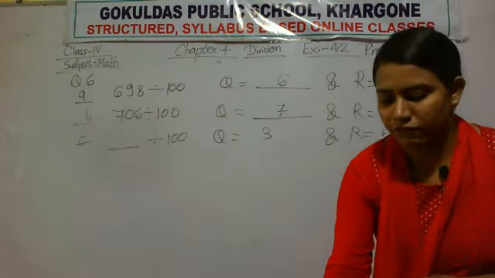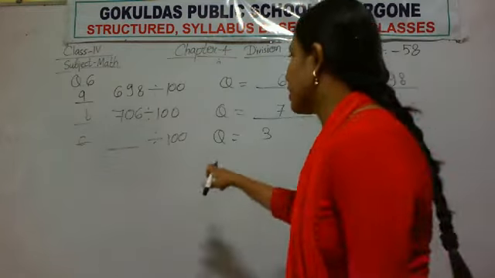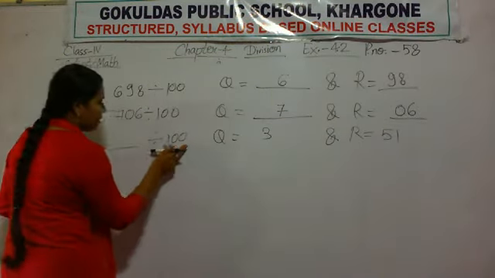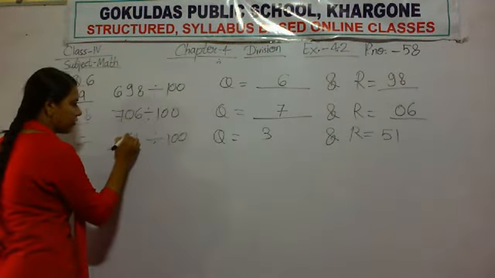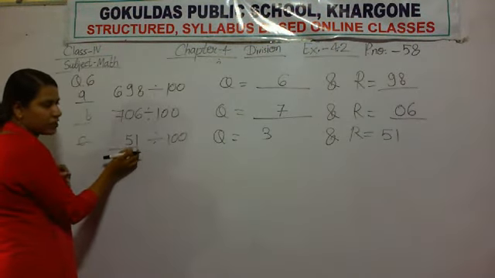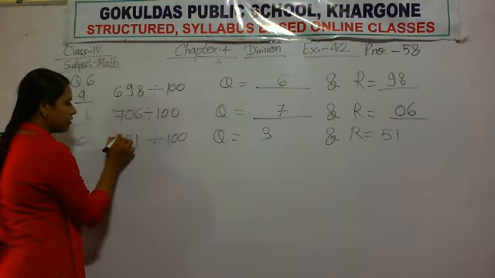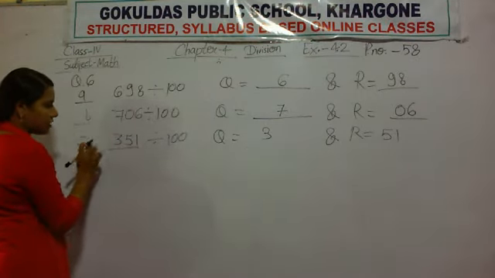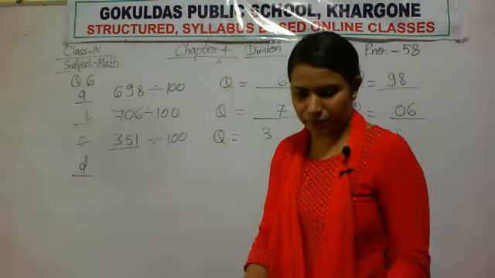Now part C, blank divided by 100 gives you quotient as 3 and remainder as 51. So we know that if we divide any number by 100, then the last two digits are the remainder. So 5 and 1 will be the last two digits, right? And the quotient will be the remaining digit. So 3 is there. So we will write the remaining digit over here like this. So we got our required number.